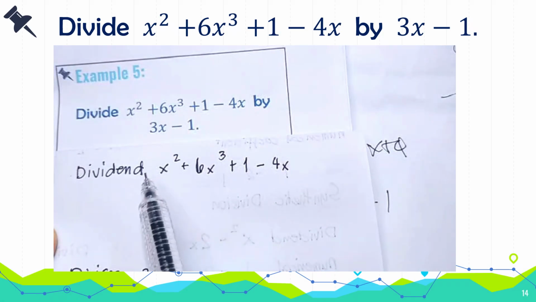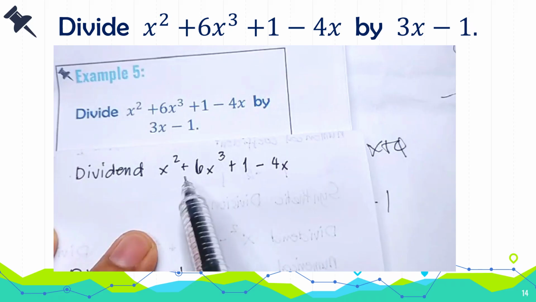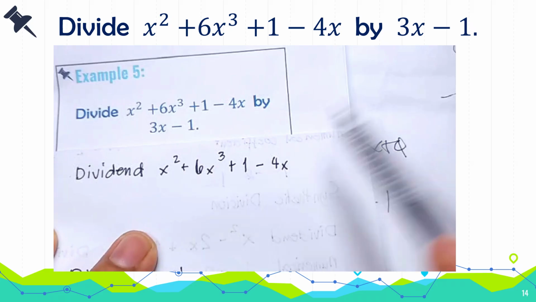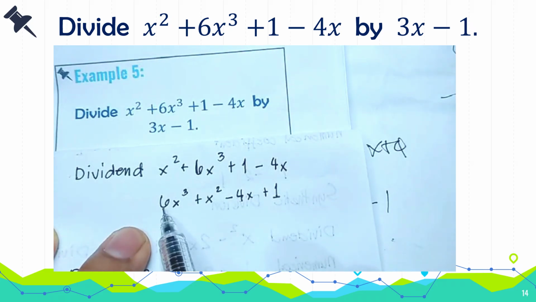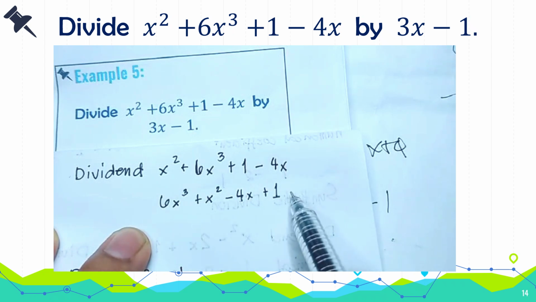In this given, you need first to rewrite the dividend with the highest exponent first. Then the constant should be the last term. After rearranging, we have 6x cubed plus x squared minus 4x plus 1. The highest exponent here is 3. Next is 2. Next is 1. Then we have here the constant.